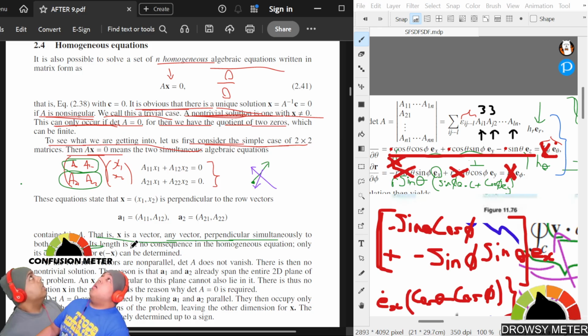Its length is of no consequence in the homogeneous equation. Only its direction can be determined. If the two row vectors are non-parallel, determinant A does not vanish. If two vectors are non-parallel, we determine A could still exist.